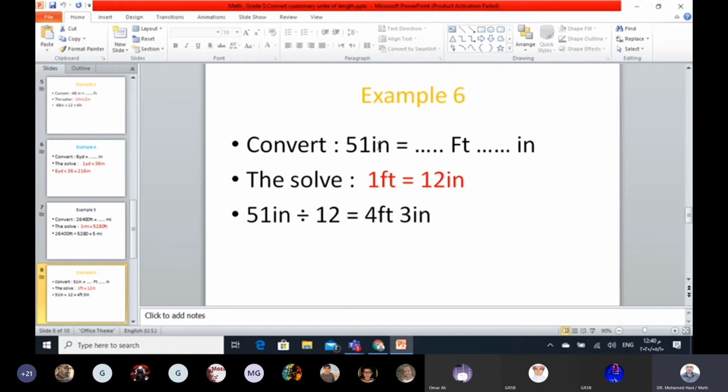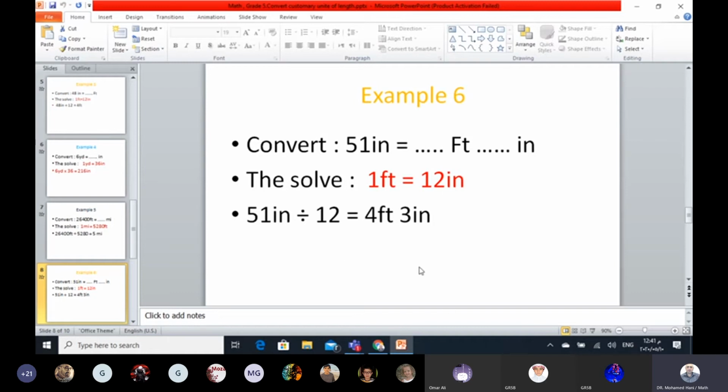So here I will convert from a small unit to the big unit. From small unit to the big unit means divide. So 51 divided by 12. Ask yourself, how many 12 inside 51? Inside 51 we have 4 twelves. Why 4? Because 4 times 12 equals 48, the closest number to 51. Now 51 minus 48, the remains, will be 3. So here I have 4 feet and 3 inches.